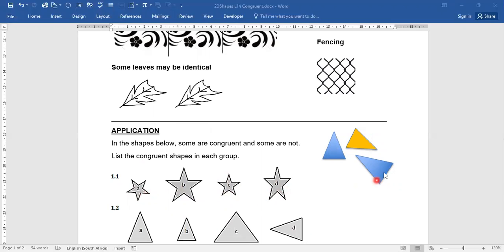Now if you look at an example, there's three triangles I have here. Now which of these three triangles are identical? We need to consider which triangles are identical. If you look at it, they are placed differently. So does that mean that it is identical? So to check if a triangle is identical, let's change the color of this triangle.